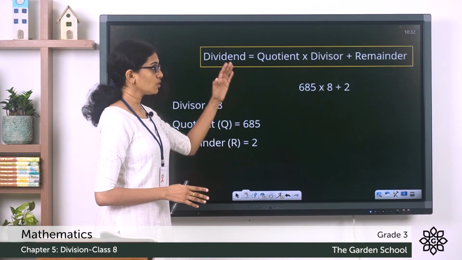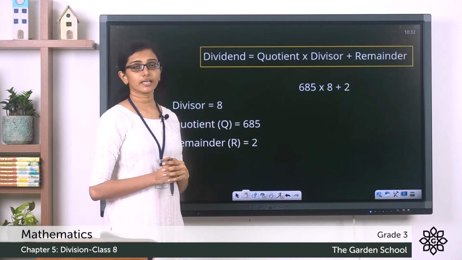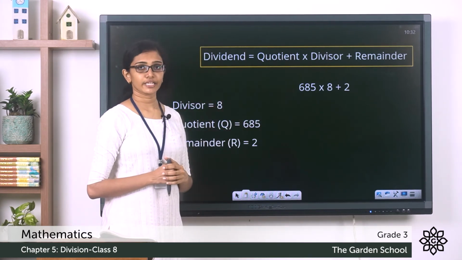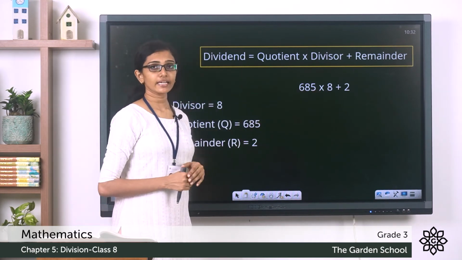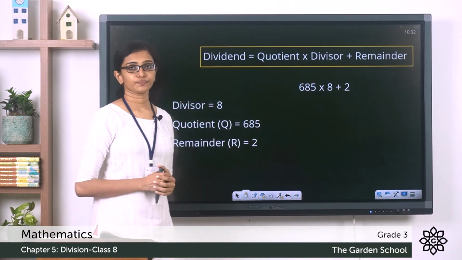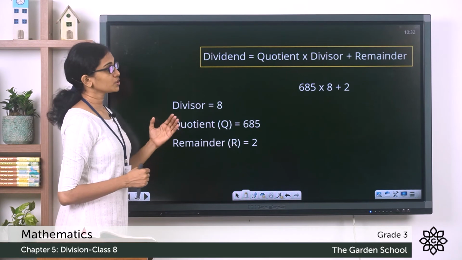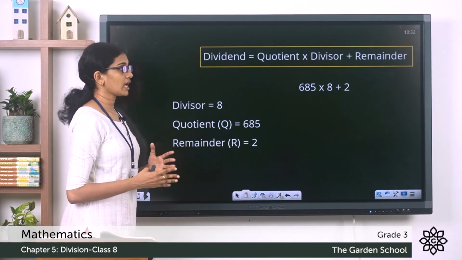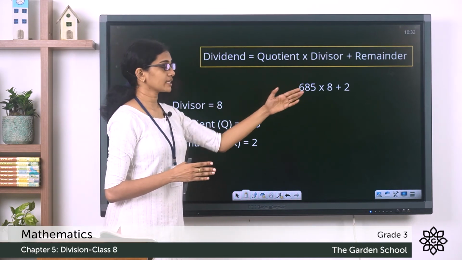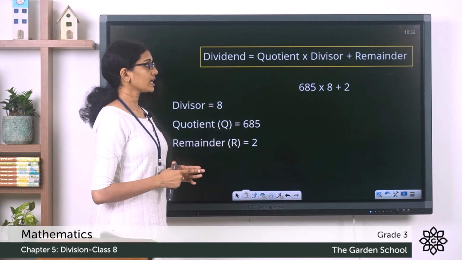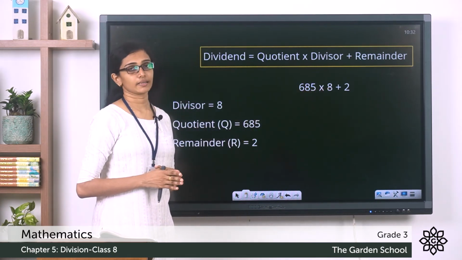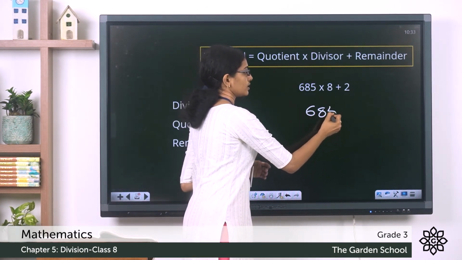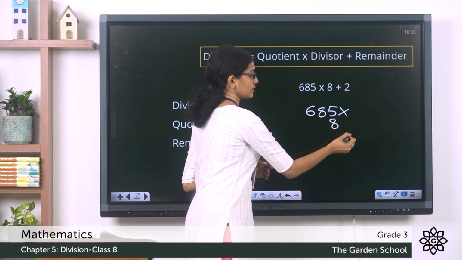Dividend is equal to quotient into divisor plus remainder. And what is our quotient? It is 685. The divisor was 8 and the remainder was 2. So now which operation has to be done first? Applying the BODMAS rule, we have to do the multiplication first, and then with that product we have to add the remainder. So let's do 685 into 8.